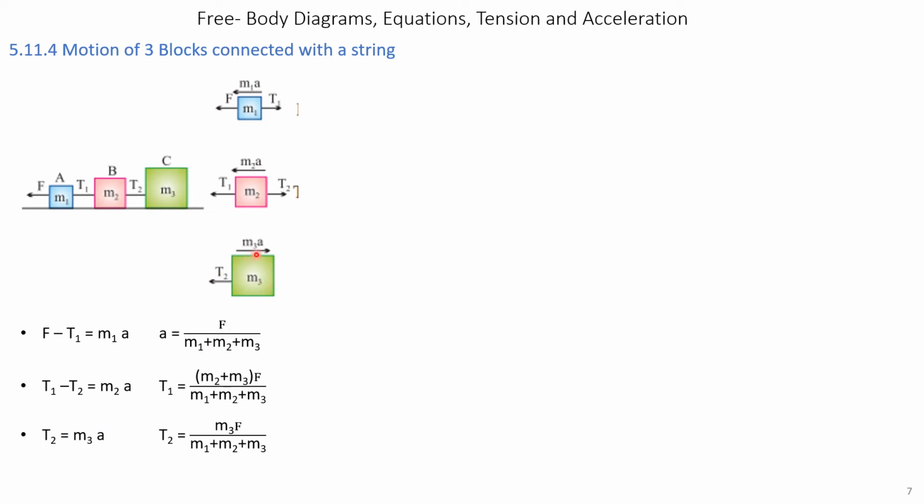Please mark the directions of forces and tension very correctly, and solving, we get the acceleration A is equal to F divided by M1 plus M2 plus M3, and tension T1 is equal to M2 plus M3 into F divided by M1 plus M2 plus M3. T2 is equal to M3 into F divided by M1 plus M2 plus M3. You copy this diagram and write the equations leisurely and solve this.